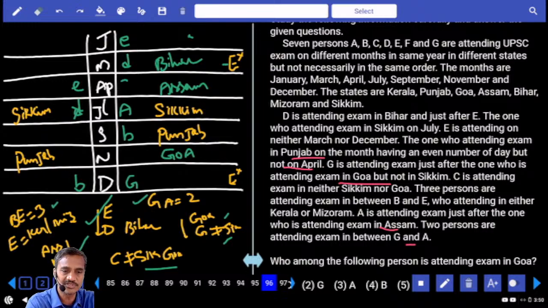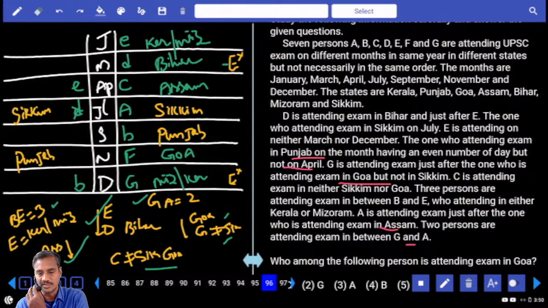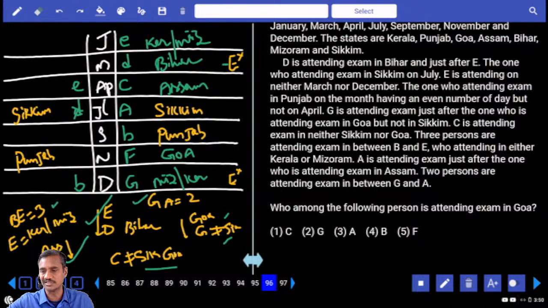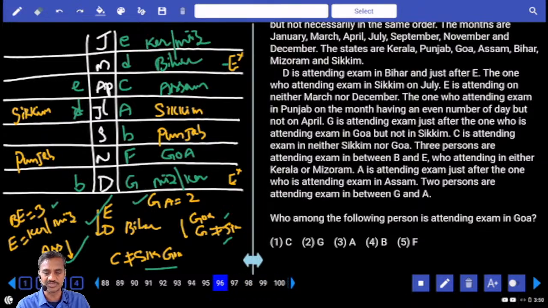C cannot be here, C is here. Now C is here, F must be at this place. And regarding the remaining two, Mizoram and Kerala, E is either Kerala or Mizoram. If E is Kerala then this person is Mizoram, or if this person is Kerala then E is from Mizoram. Then, who among the following persons is attending the exam in Goa? F. That is the choice for question number 96.